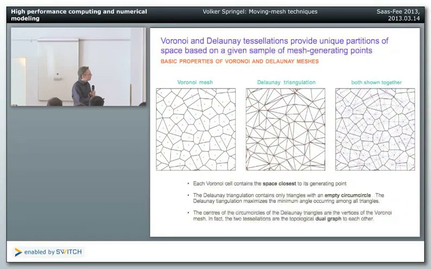that makes the Delaunay triangulation also unique. Empty circumcircle means that if you put a circumcircle around any triangle, it doesn't contain any other point. And it turns out this uniquely specifies a certain triangulation. And then this triangulation is the topological dual to this Voronoi mesh. That means that to every face here, you have a Delaunay edge and vice versa.